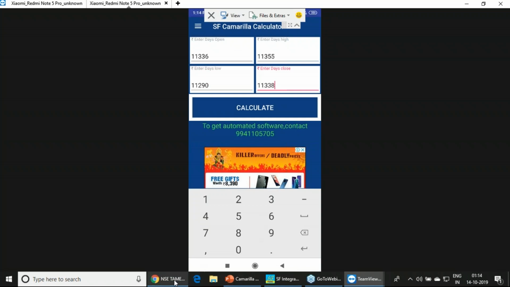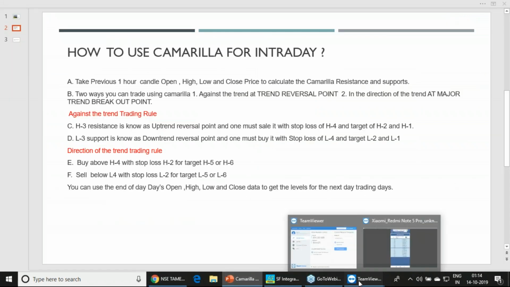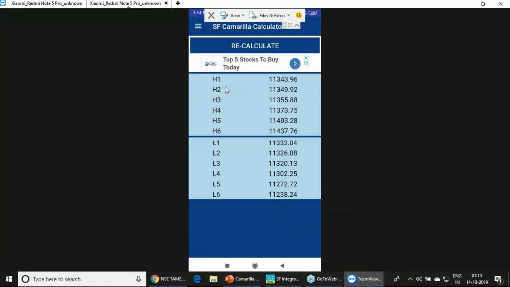So this is what I have got from here, 290 low, and I'm just going for this index Nifty 50, and this is what I am calculating. So now I am going for this, and I will be calculating these values. Once I calculate these values, I am getting all 6 resistances and 6 supports.